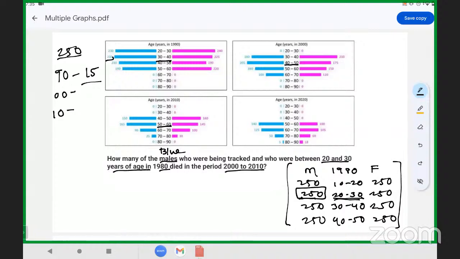Next point is what? 40 to 50. If you look at this number for 40 to 50 closely, how many is given? So 30 people died basically. And from here, if you have 40 to 50, so now this 40 to 50 will become nothing but 50 to 60 in the next period. Okay, and we are asked only about males, who are between 20 to 30.